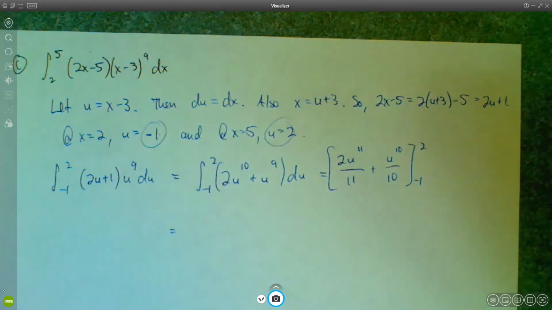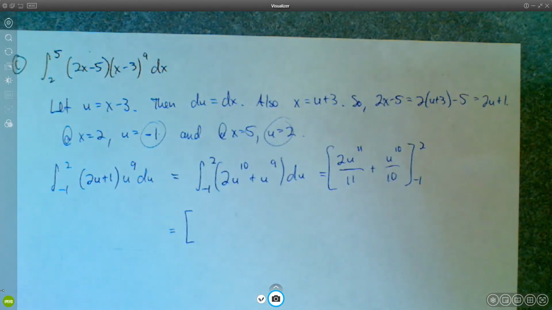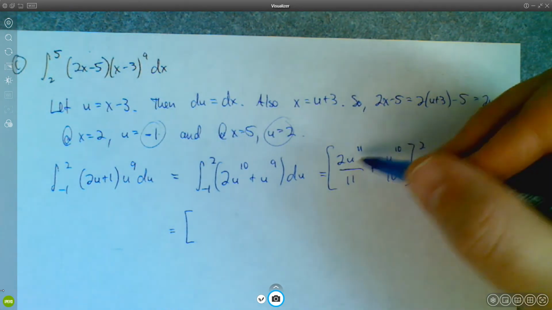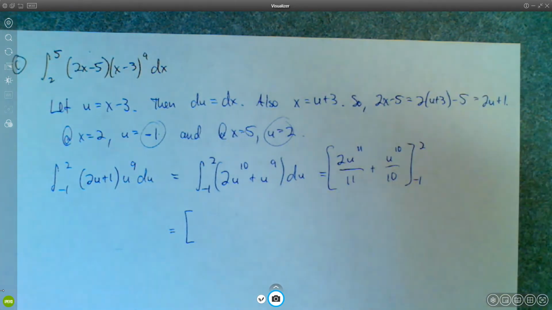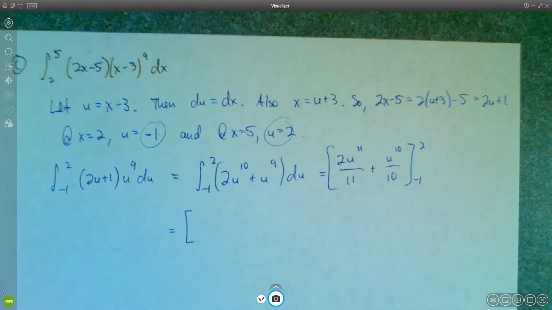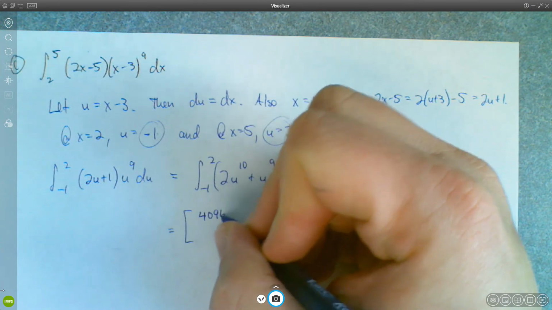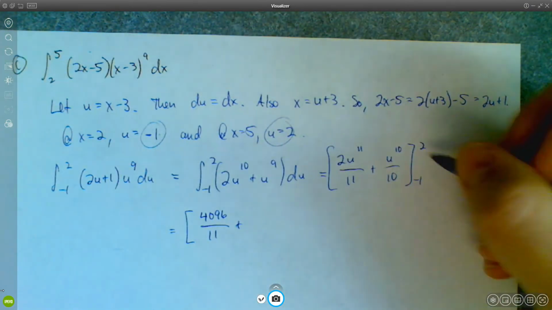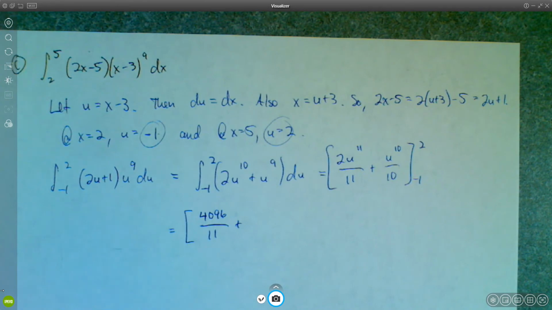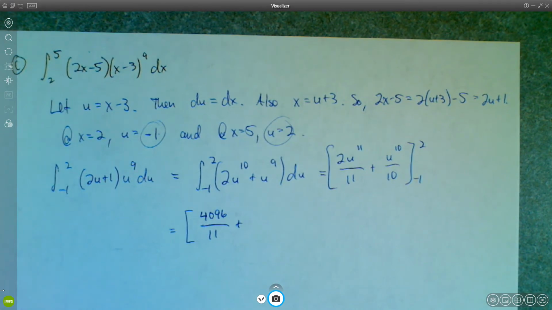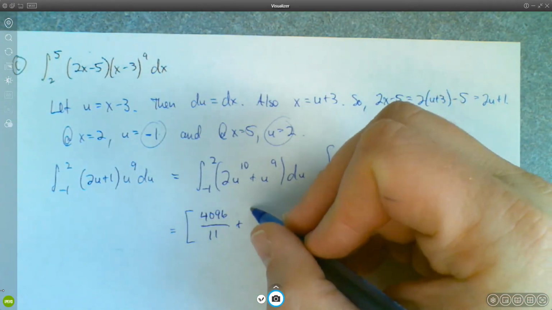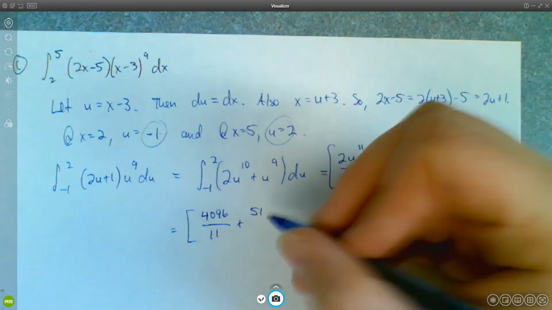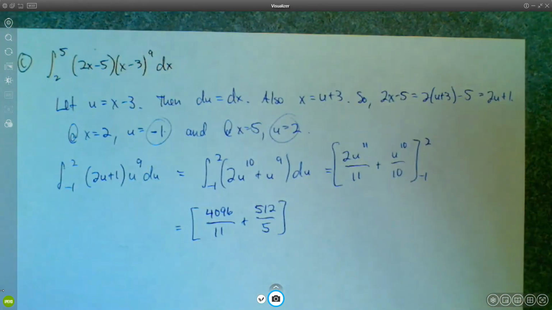Okay, so if I plug in 2, holy schmoly, 2 to the 11th times 2 is really 2 to the 12th, right? What is 2 to the 12th power? 2 to the 12th power is 4096 divided by 11. Plus 2 to the 10th, which is 1024 divided by 10. This is 512 over 5. Okay, that's what happens when I plug in 2.